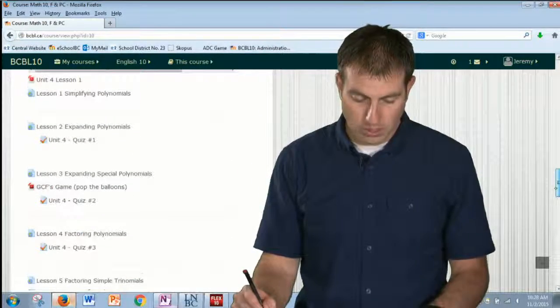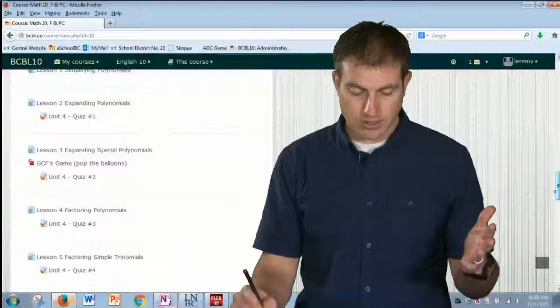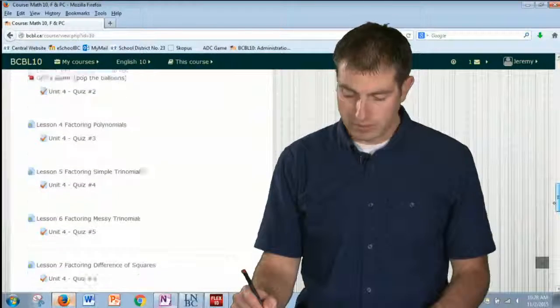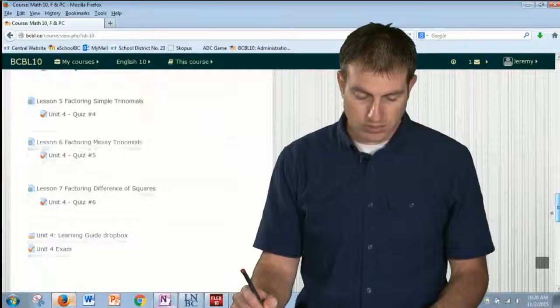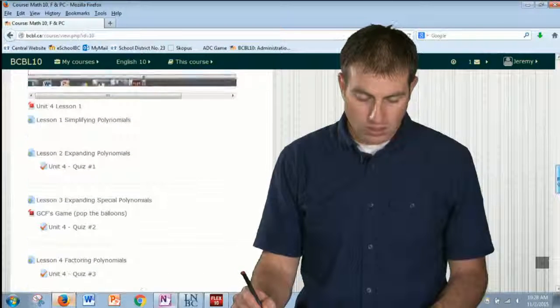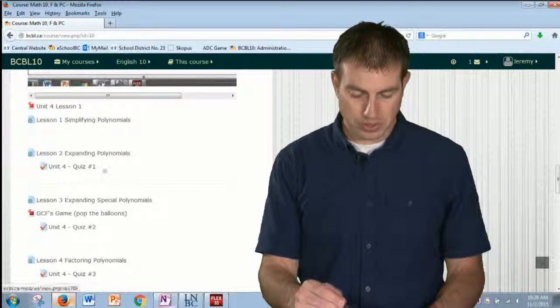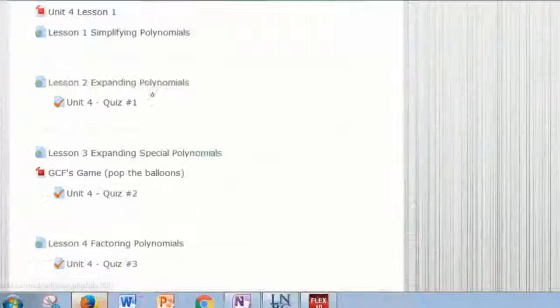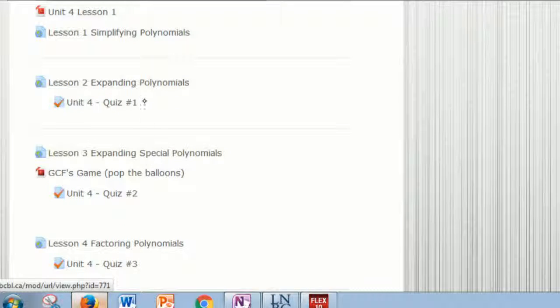So this is Unit 4. You guys can see this when you log into the course. So we have a bunch of lessons, 5, 6, and 7. You'll notice that lessons 2 and 3 are expanding polynomials and expanding special polynomials. So I'm going to do both of these today in one go because they're essentially the same. I'm not sure why they're even broken up, but they are.